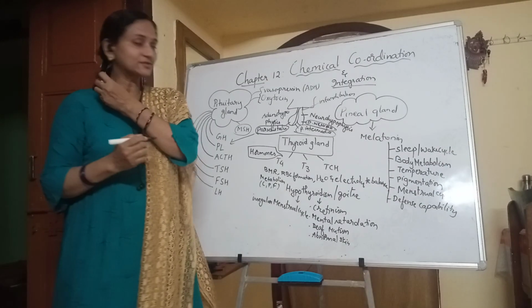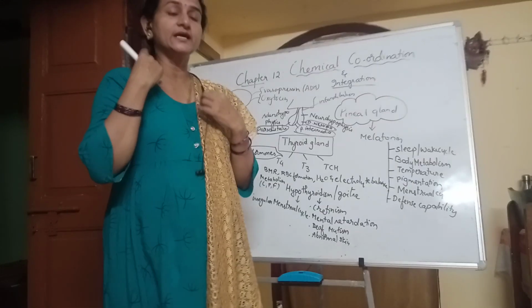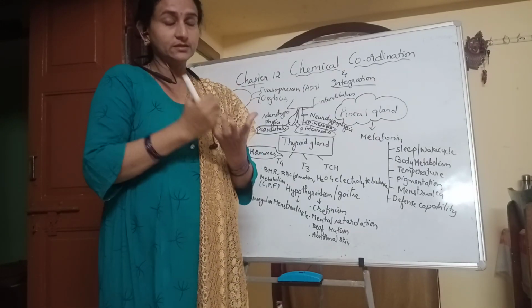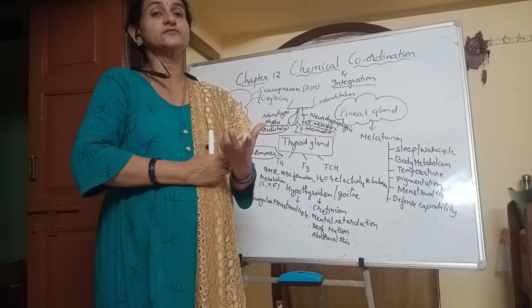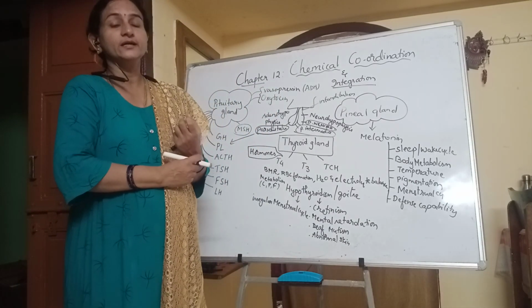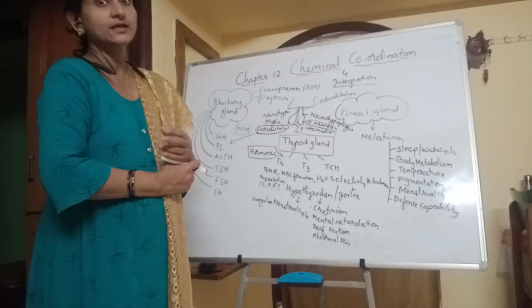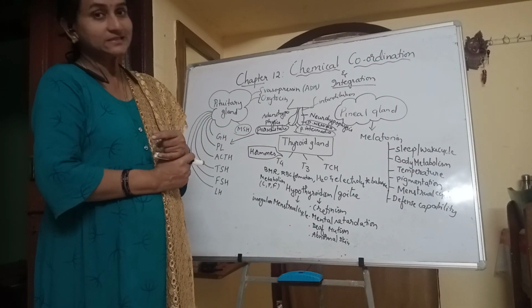I repeat, vasopressin is related to the kidney. This hormone helps in regulation of urine, or regulation of water loss from the body. If ADH is not released in sufficient amount, it leads to excess loss of water, which is called diabetes insipidus. Diabetes insipidus.